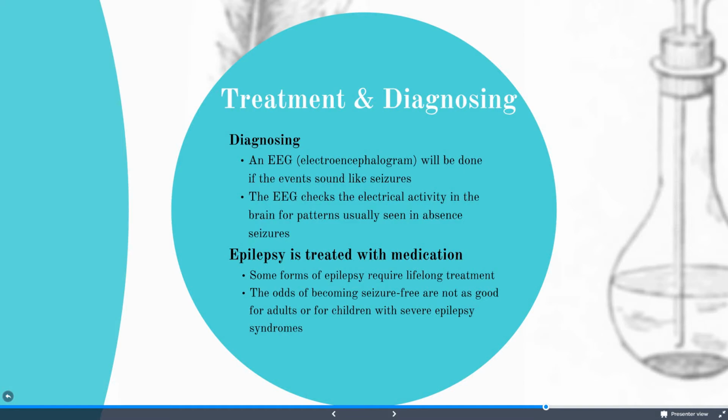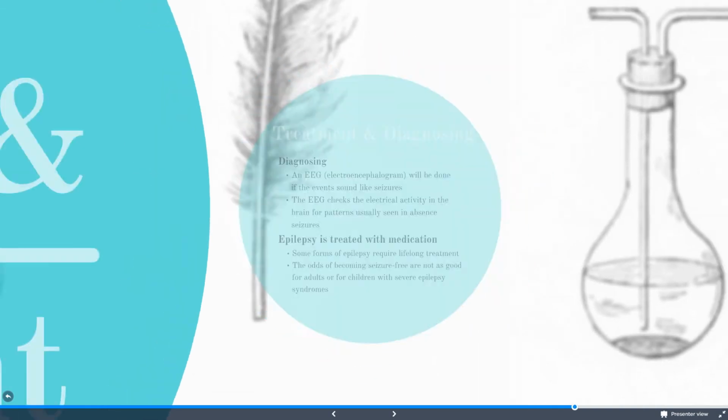So, treatment and diagnosing it. To diagnose the seizures, you will need an EEG. It checks the electrical activity in the brain for patterns, and these are usually seen in absence seizures. However, the EEG is done for all types of seizures. Epilepsy is treated with medication. Some medication is lifelong treatment, and if you are older or a child with severe epilepsy, it'll be less likely that you'll outgrow your epilepsy.